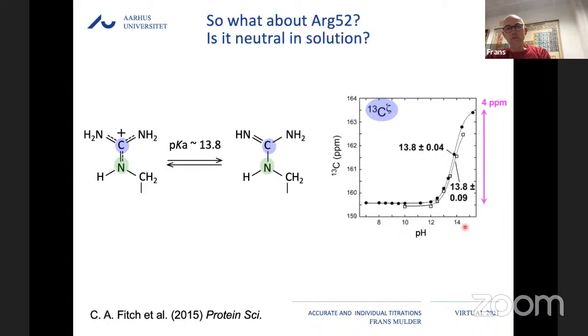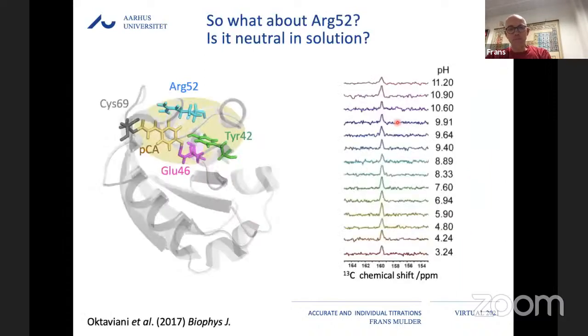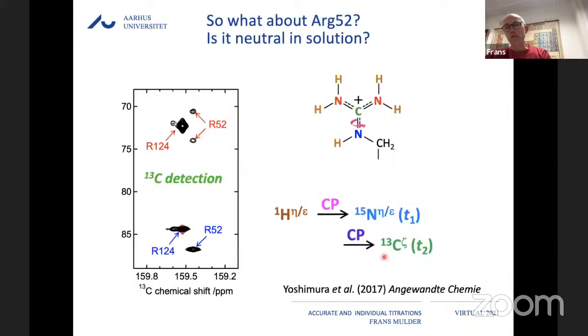So we tried to see if this group would titrate in our protein. We recorded the carbon NMR chemical shift at many pH values, and you see that there's a single peak here, and it never changes. So whatever the protonation state of the arginine is, it doesn't change. That means that we still don't know what the protonation state actually is, and for that we had to develop a new NMR experiment.